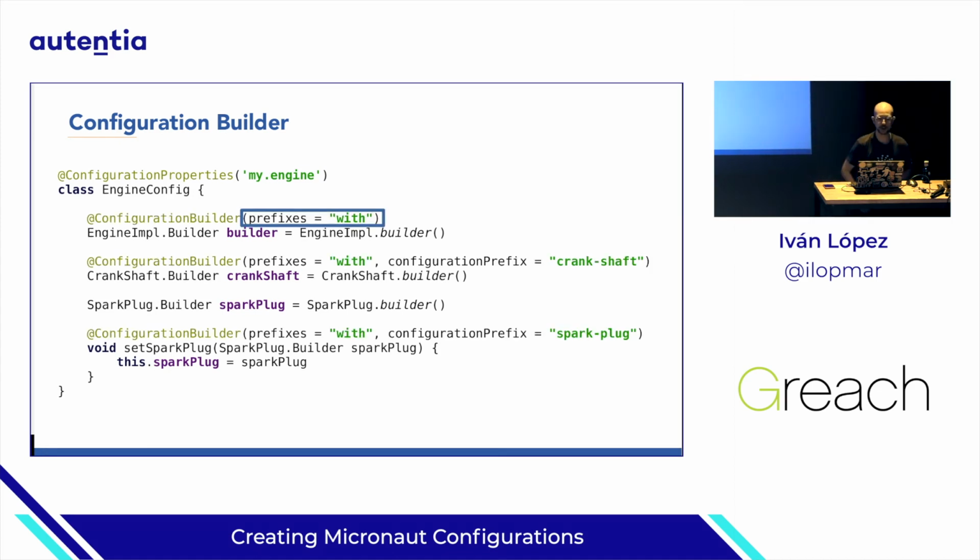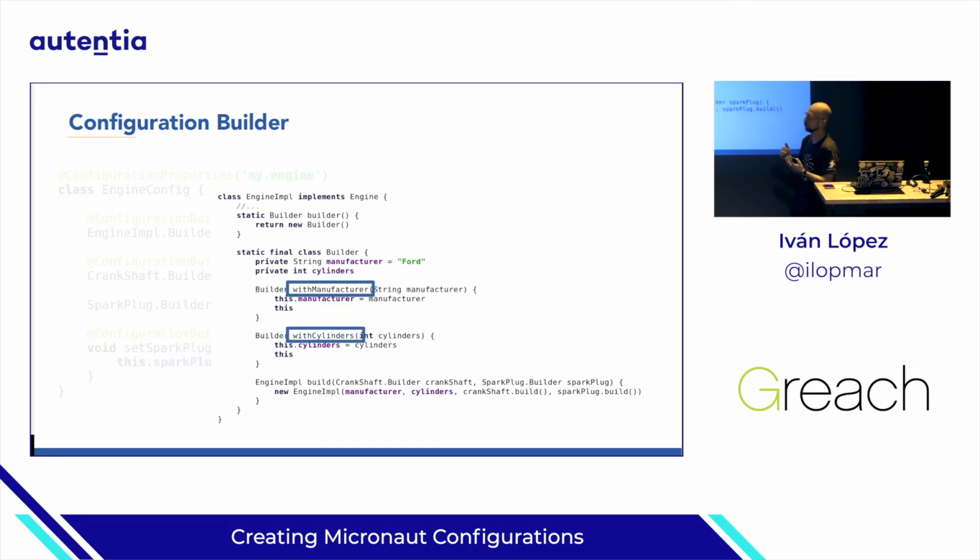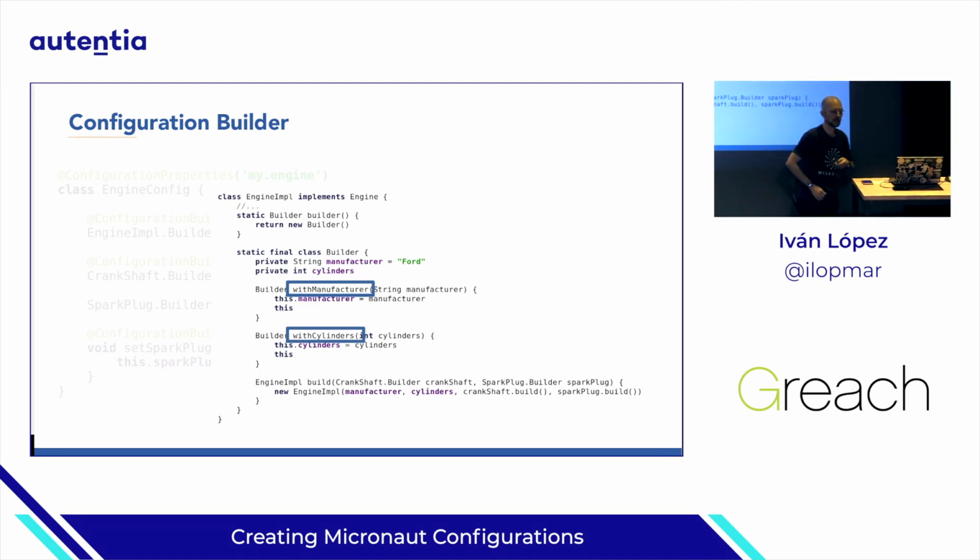What you need to do is define that class and say, okay, this is going to be a configuration builder. This tells Micronaut to please use this class to read the configuration and to map all the properties in this class from the configuration. And here you can also define the prefix. In this case, we are using with, because in this example all the methods to set everything start with that. So with manufacturer, with cylinders, with whatever, right? If you have getters and setters, you don't need to do that. You can leave the prefix as an empty string.